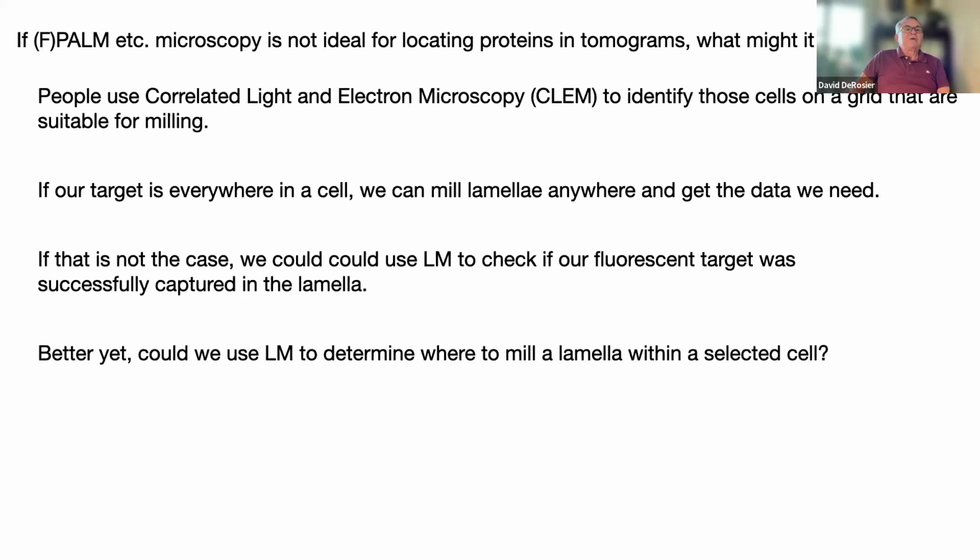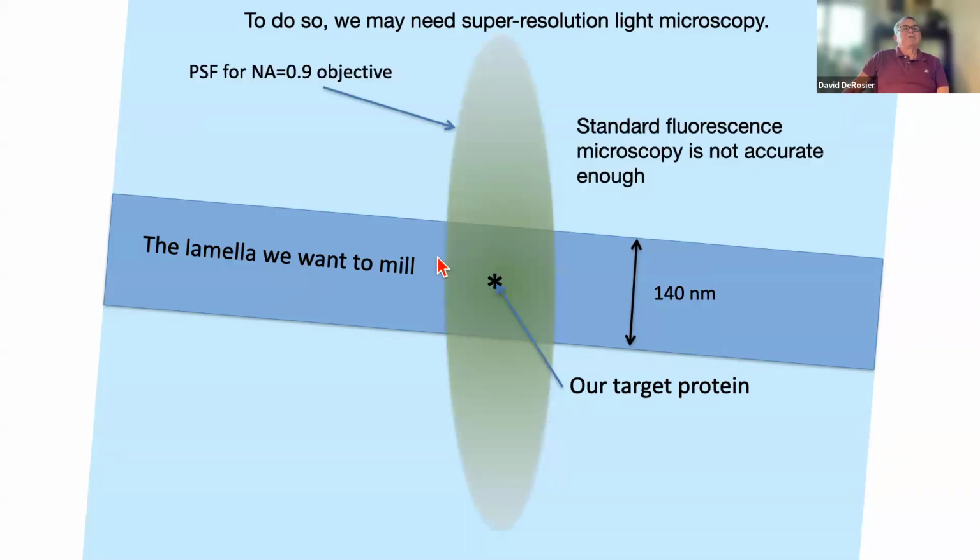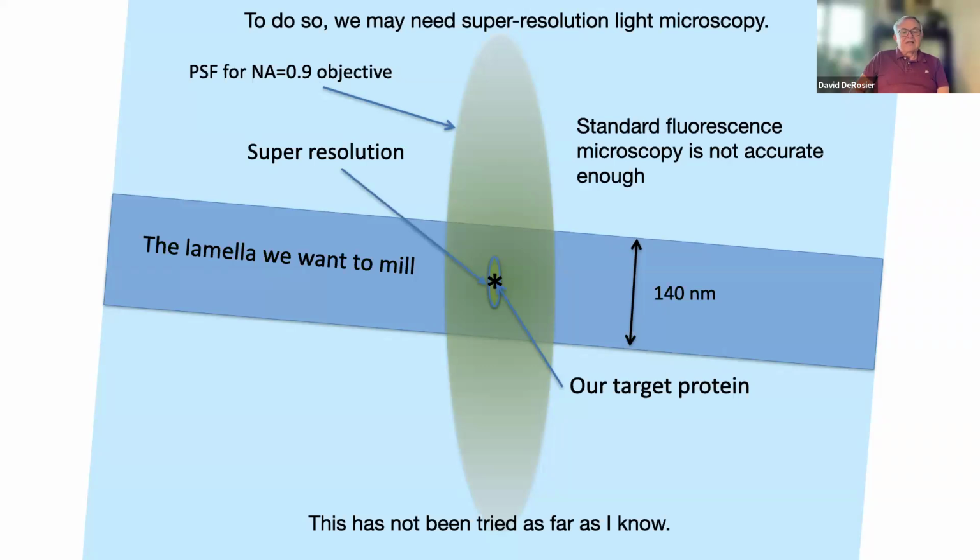But better yet, could we use the fluorescent light microscope to identify where to mill a lamella within a selected cell? Well, we may need super resolution. And the reason is that with an ordinary 0.9 objective, you have this huge point spread function, which is much bigger than the lamella you want to mill. So you need super resolution because it reduces that point spread function and could successfully locate where to mill the lamella. As far as I know, this has not been tried, but it is a thought.